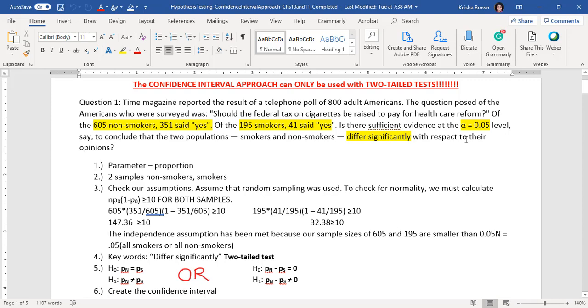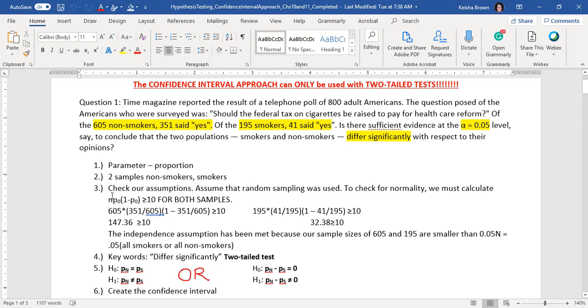So for all of these problems, you need to read them and pull out the key information that you need. First key information is that you have two samples. You're looking at non-smokers and you're looking at smokers. Next, you need to make sure you know that this is a proportion problem because of the type of question that's asked. Should taxes be raised? You're either going to say yes, they should, or no, they shouldn't. So that's one way you know it's a proportion problem. You also know it's a proportion problem because you have a number out of another number. 351 said yes out of a total of 605.